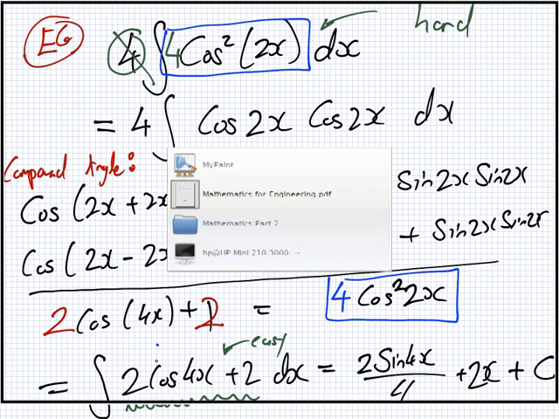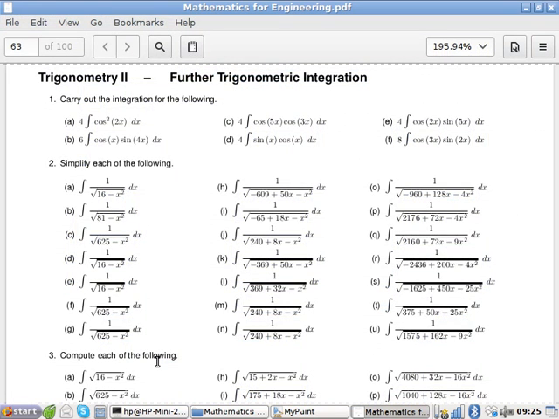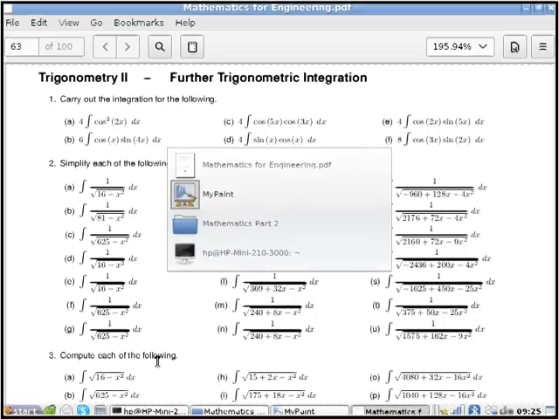So that was using compound angles to help simplify a problem. So the next one, I might do 2 examples here. But before we start, I have to give you a formula, which I think I did, but I'm not 100% sure, so I'll do it again.